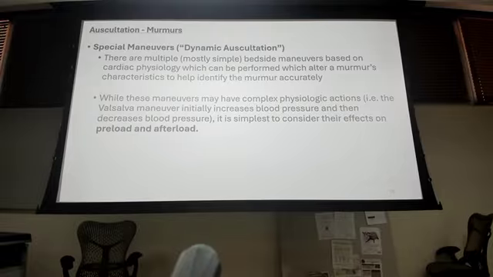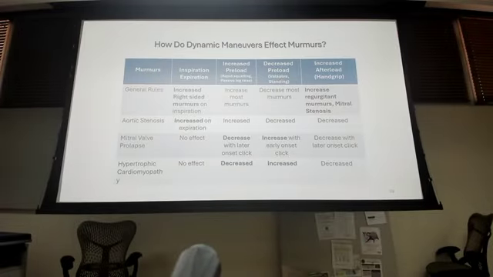Then we talked about how in some cases you're still going to be questioning what the murmur is, and doing dynamic auscultation maneuvers can help you differentiate the different murmurs. When you're doing a dynamic auscultation maneuver, we're really just changing the preload and afterload factors, and those are going to impact that murmur. And this was a table to show you the expected changes that you're going to see depending on what you're doing with preload and afterload, and how that murmur is present.